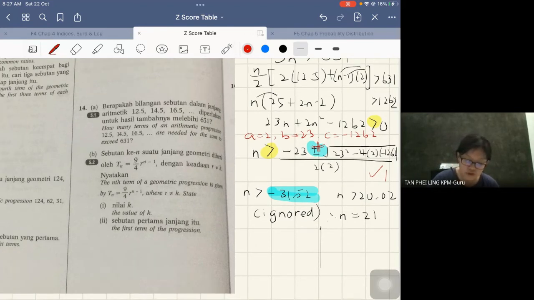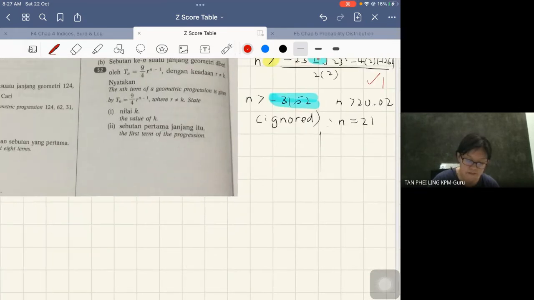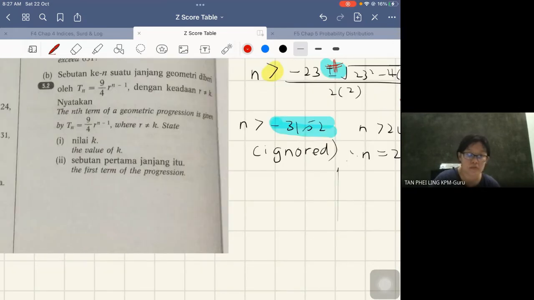Then moving on to B. Okay, so Tn. Now they told you that this is a GP, right? So for a GP, Tn is 9 over 4 times r power n minus 1. Remember that the power n minus 1 applies to r. Now they told you that with the condition that r is not equal to k, state the value of k.